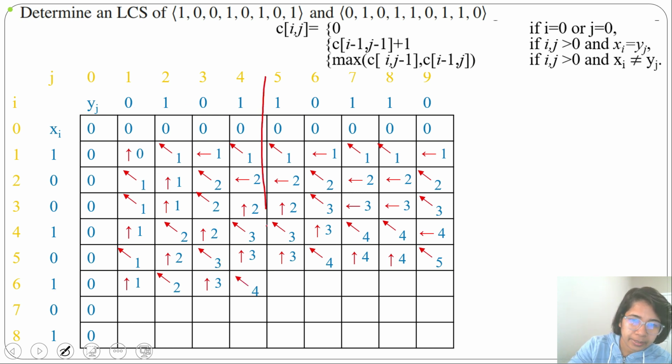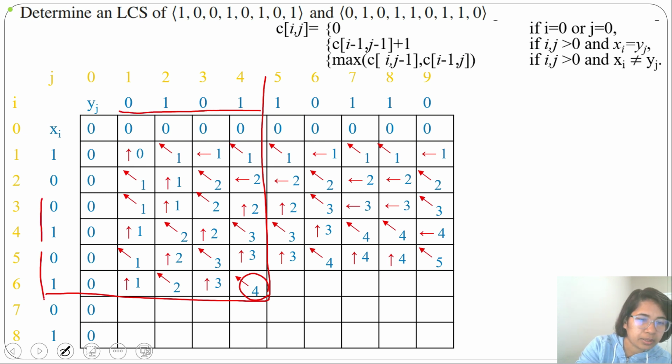If we find LCS till now, then LCS length will be 4. Here we can find 0, 1, 0, 1. So LCS will be 0, 1, 0, 1, length will be 4.